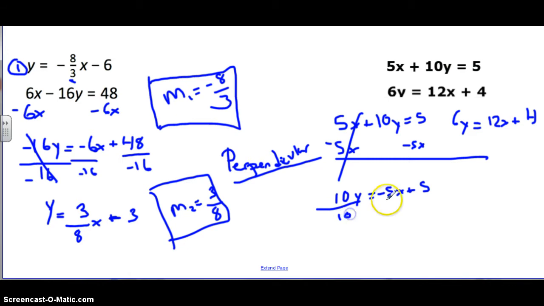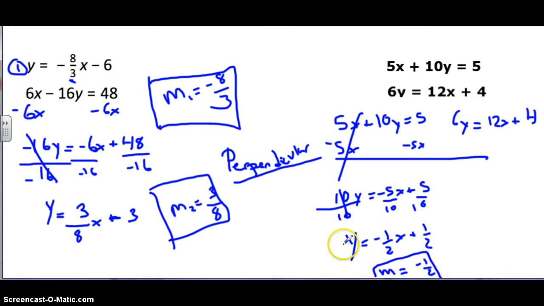Divide everything by 10. That cancels. We get y equals -1/2 x plus 1/2. Let's go back: what do we know our slope is? Our slope is equal to -1/2, because that's what's in front of x. So that's our first slope. For the second one, the x is already on the other side, which is good.